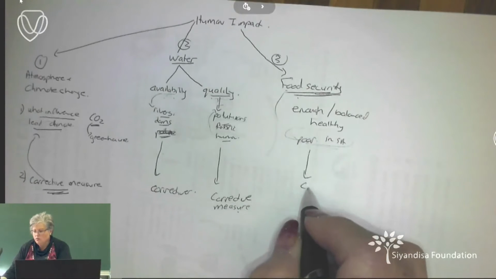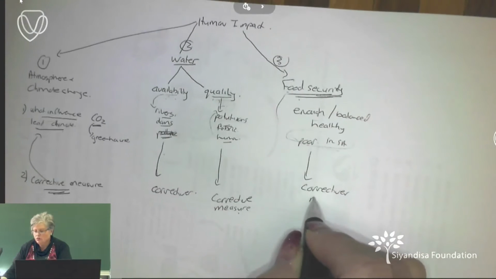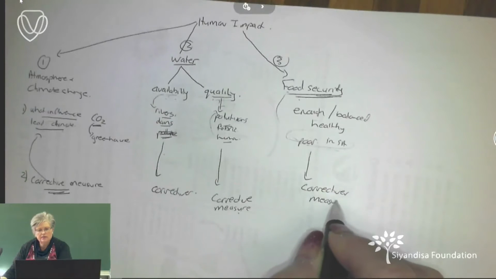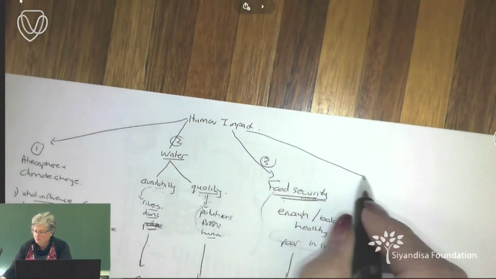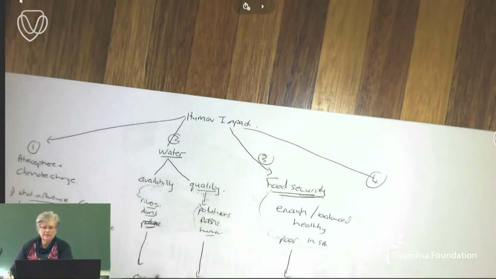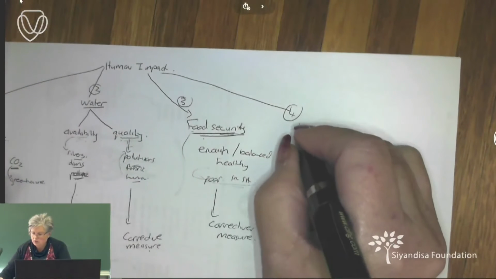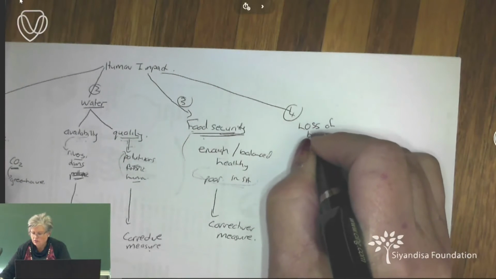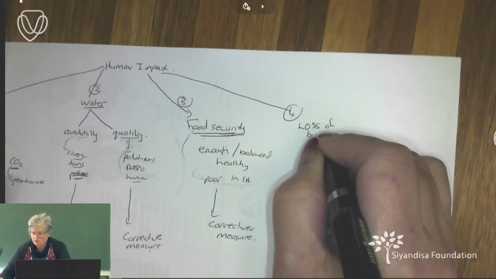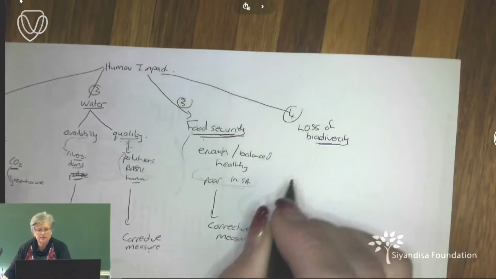And then also, what corrective measures can we take to make sure that food security is in line? Then the fourth topic that the syllabus says we must do is the loss of biodiversity.